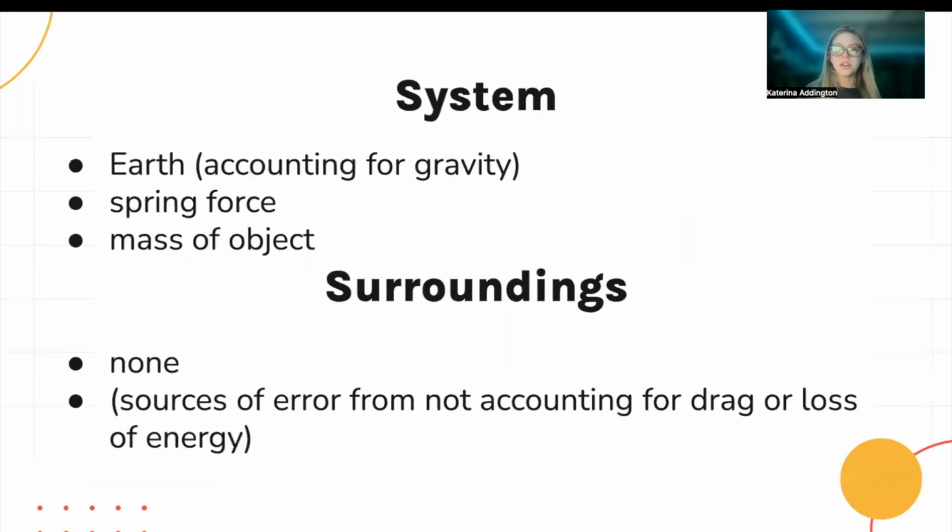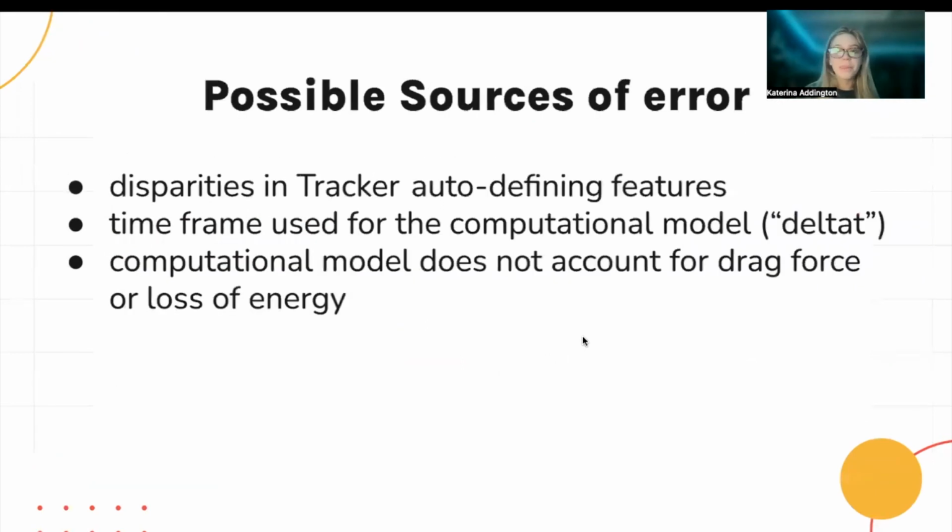So the system is Earth, accounting for gravity, the spring force, the mass of the object, and the surroundings are really none in this case. The sources of error do come from not accounting for drag or loss of energy. And then we also have possible sources of error from disparities in Tracker's auto-defining features. This can also come from the fact that Tracker has been updated recently. The time step used for the computational model, delta t, may not show as accurate a result as if it was a smaller delta t. And then again, the computational model does not account for drag force or loss of energy.